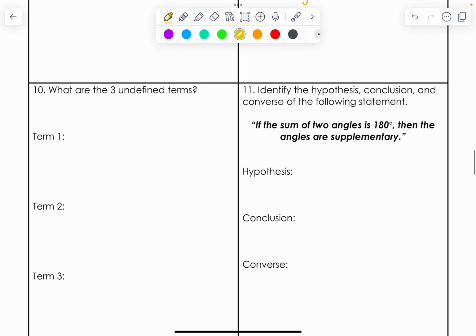All right, what are the three undefined terms? Points, lines, planes. Or point, line, plane, I should say, singular.